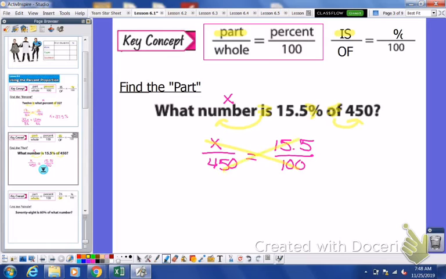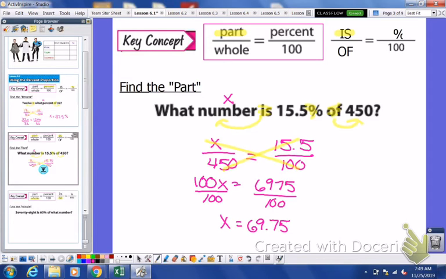Again, cross multiply. X times 100 is 100x equals 450 times 15.5 is 6,975. Then we divide both sides by 100. So x equals 69.75. Okay, so there's an example of when we're trying to find our is or our part.